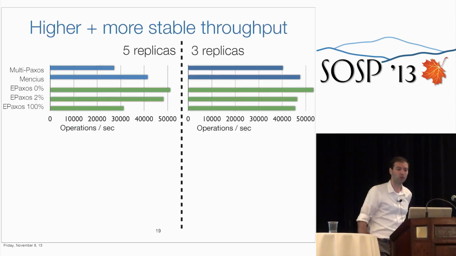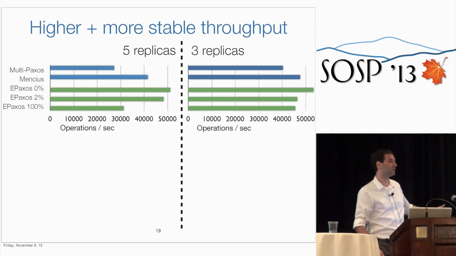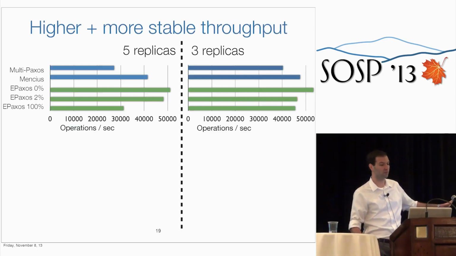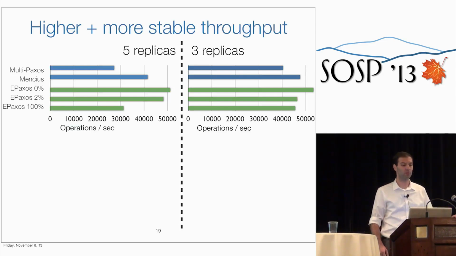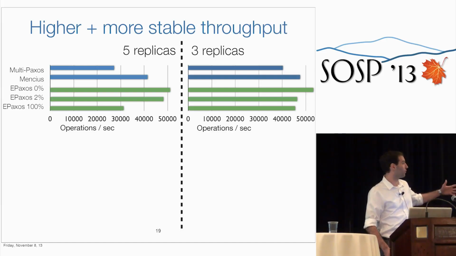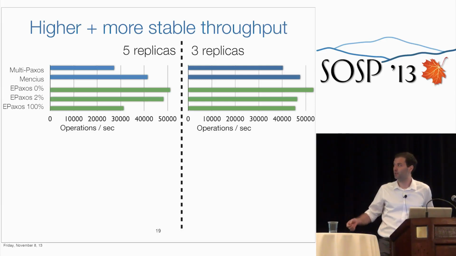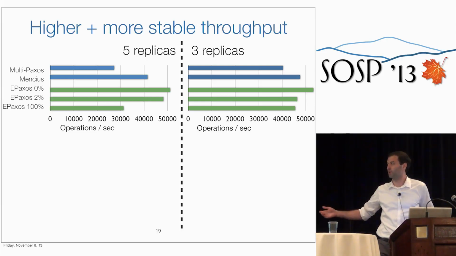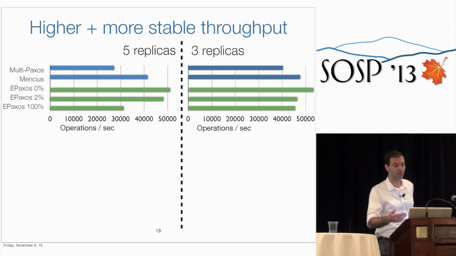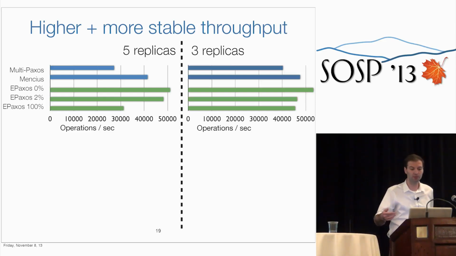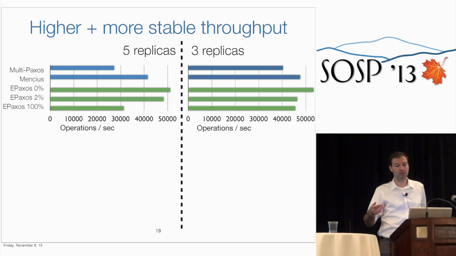OK, so now in a local area cluster, these are throughput results for small commands, 16-byte commands. We compare Multi-Paxos, Mencius, and EPaxos for various rates of command interference. 0% means that no commands interfere. 100% means that all commands interfere. And what you can see here is that EPaxos has higher throughput than Multi-Paxos and Mencius when command interference is low, which we believe to be the realistic scenario.